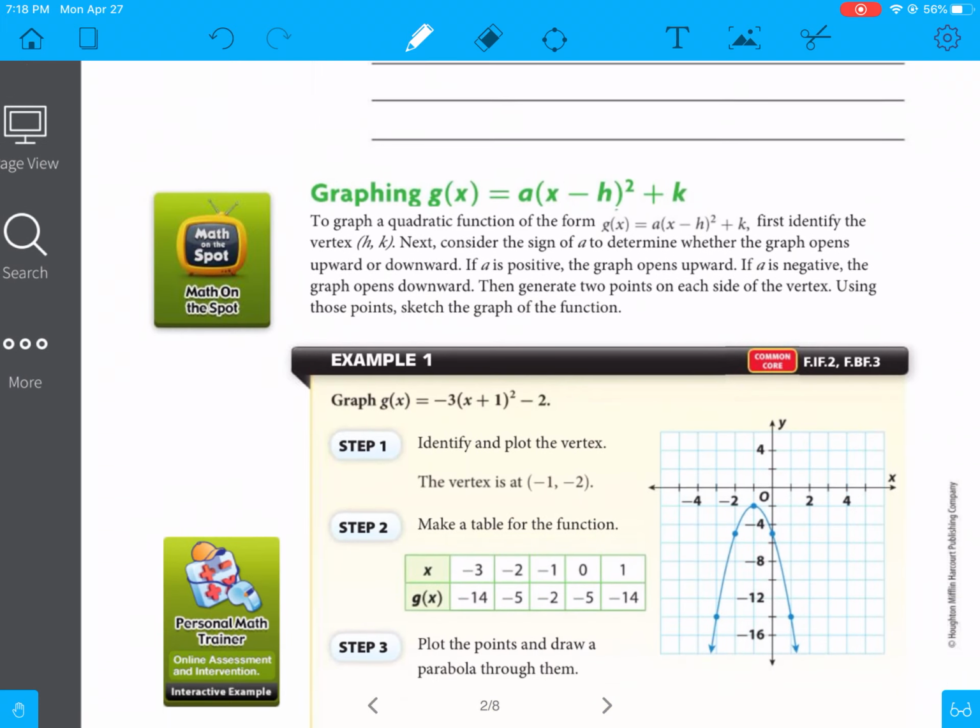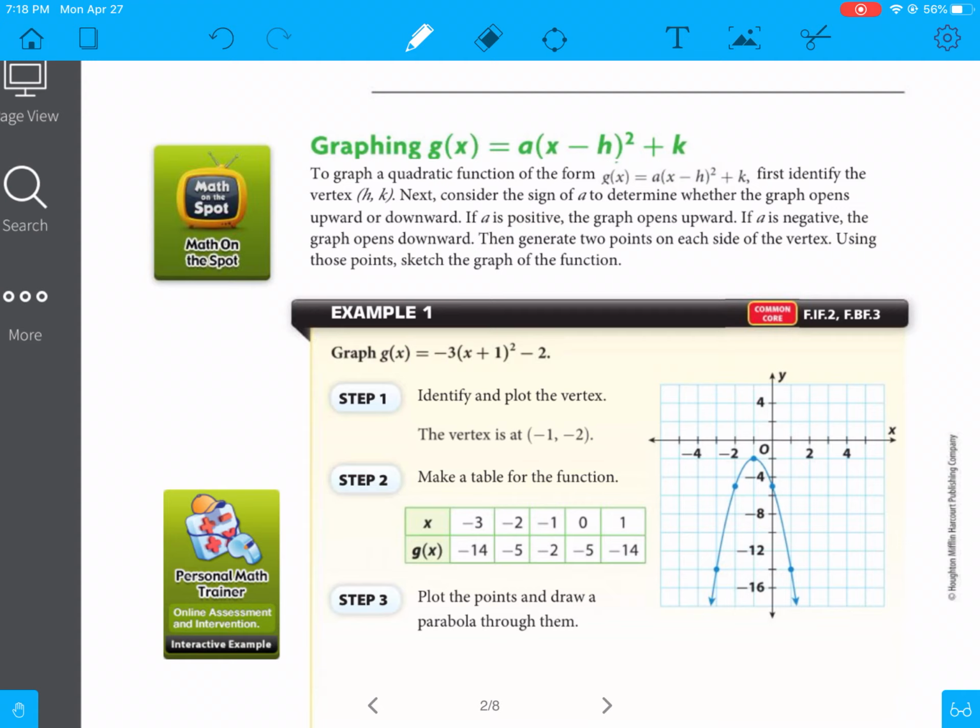Now we're going to talk about graphing these. To graph the quadratic function of the form g of x equals a times x minus h squared plus k, first identify the vertex, which is h, k. So it's going to be whatever is here. That's going to be your x, and then your k is what goes up and down. That's going to be your y.